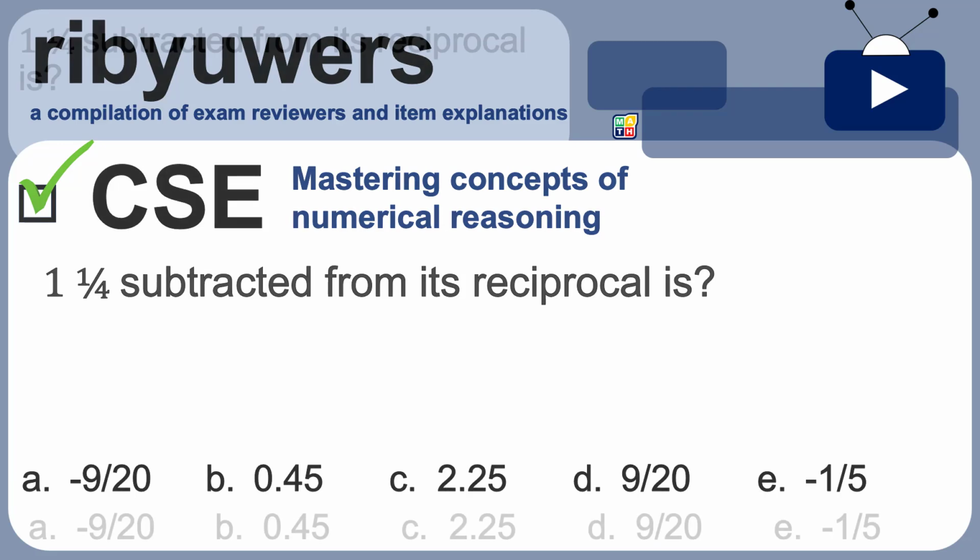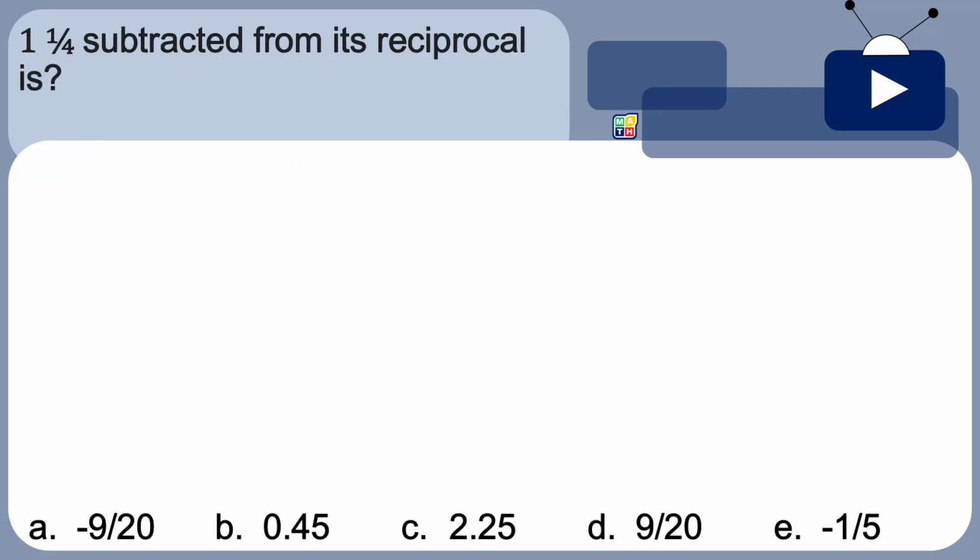So the next item is on the forms of fractions. Now, 1 and 1/4 subtracted from its reciprocal is: A. Negative 9 over 20, B. 0.45, C. 2.25, D. 9 over 20, and E. Negative 1/5. So, to answer this question po, dapat alam po natin ano pong ibig sabihin ng 1 and 1/4.